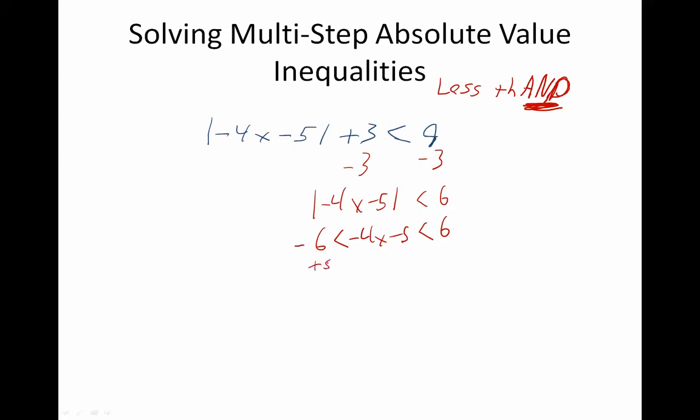So I'm going to add 5. I'm going to solve this now. This is -1 is less than -4x, which is less than 11. Then I'm going to divide everything by -4. And I'm going to get 1/4 is less than x, which is less than -11/4.